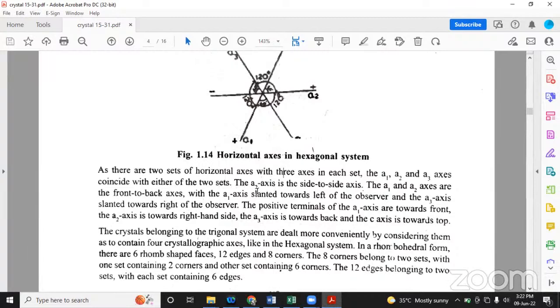For example, galena. Galena type comes to the normal class. We call it the normal class. Galena is a normal class. There is one example of that mineral.